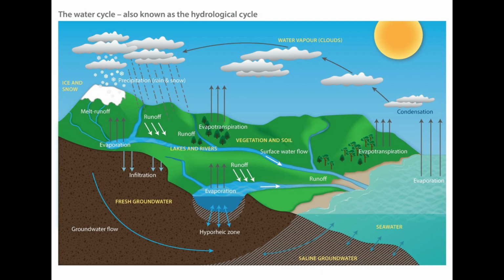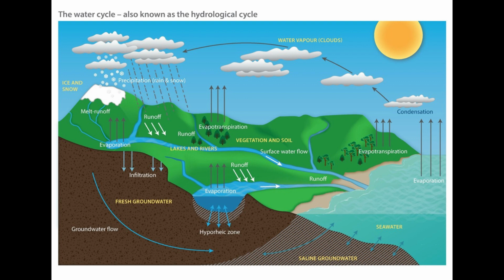The image shows the water cycle, also called the hydrological cycle, where water moves through different parts of the environment. Processes like precipitation, evaporation, and condensation move water between clouds, rivers, oceans, and the land. Water enters the soil through infiltration and becomes groundwater, which flows underground to rivers, lakes, or the sea.